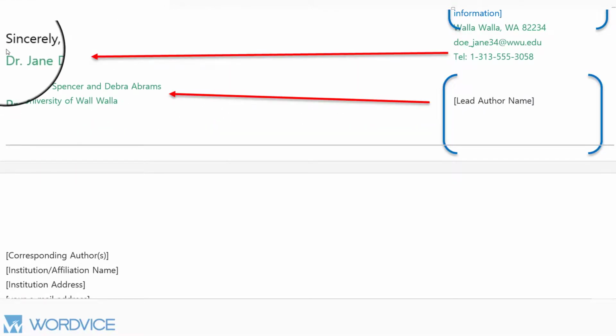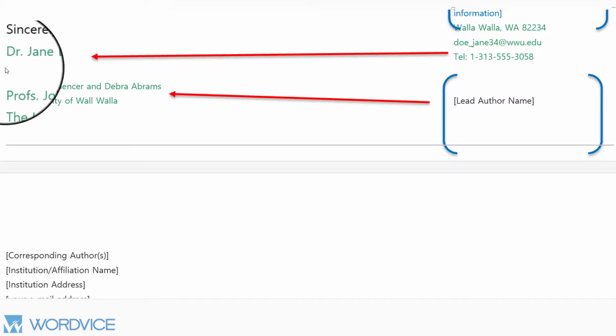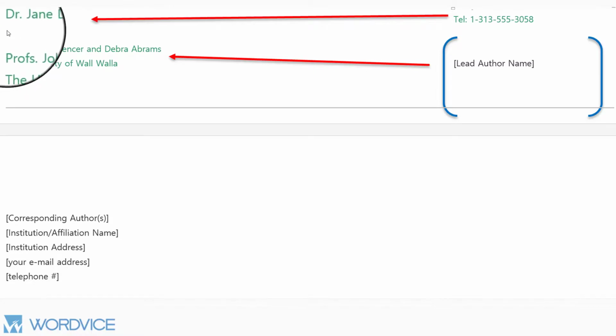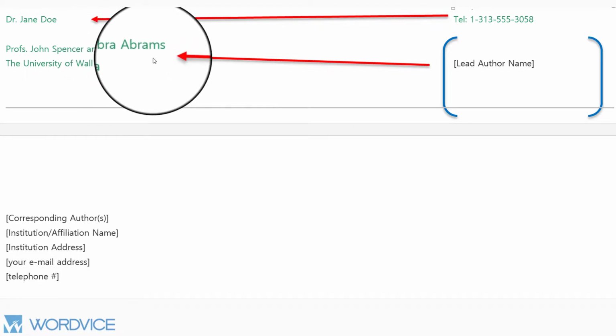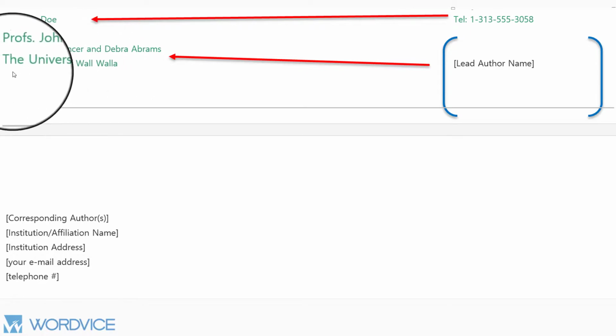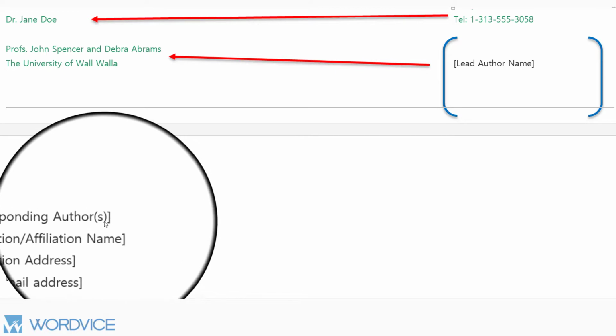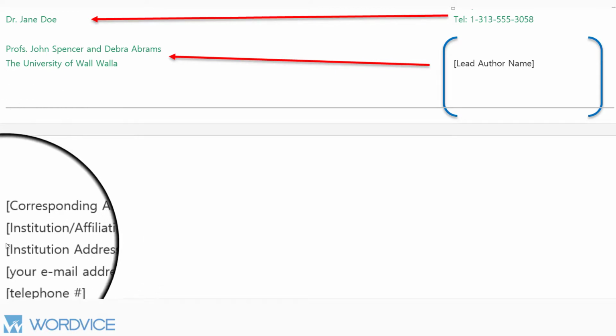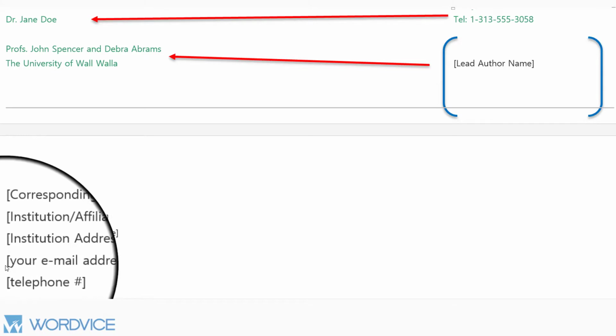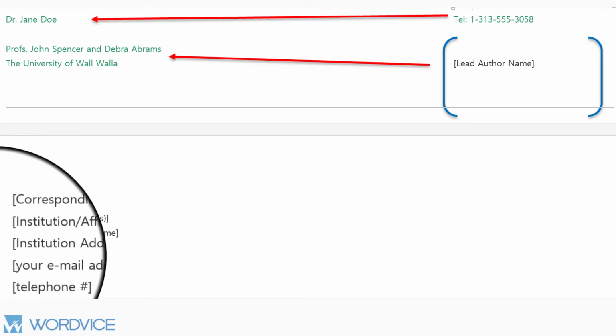And directly below this, you're going to write sincerely and the name of the lead author of the study. And below this lead author's name, you're going to include any other authors that were included in this study. Here, Professors John Spencer and Deborah Abrams, and the institution at which the study was conducted. And at the very bottom of your cover letter, you want to include these corresponding authors, the name of the institution's address, your email address, and your telephone number. So basic information.